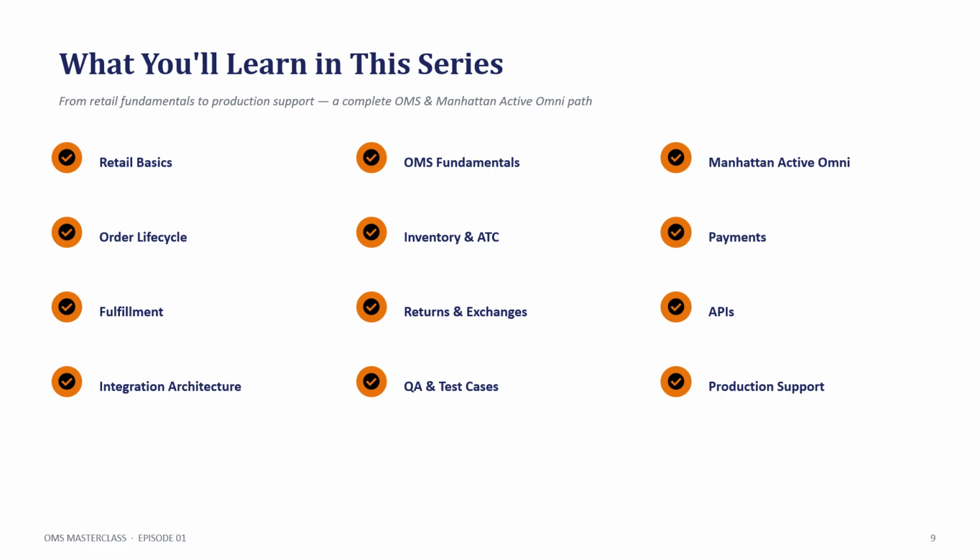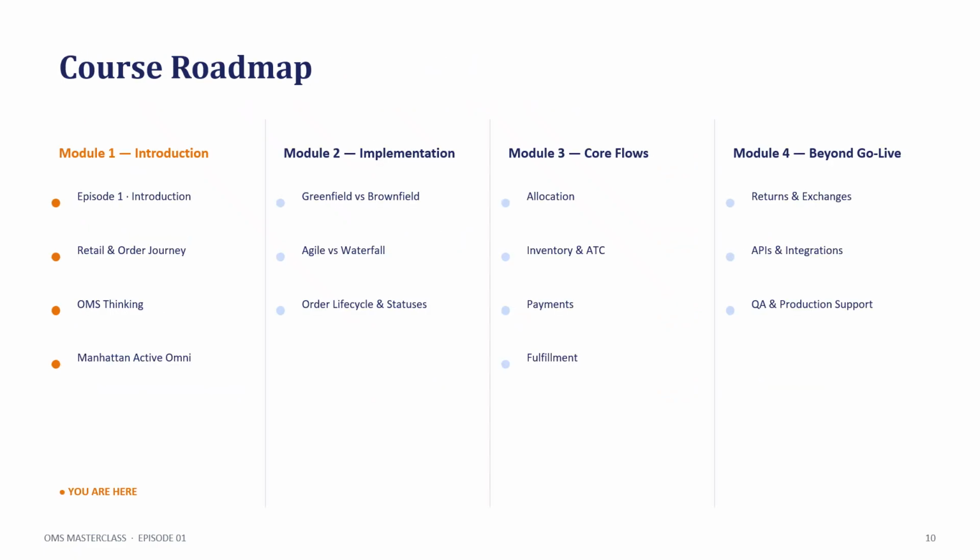Now let's see how this course is organized. Here is the roadmap for the course. The course is divided into 4 modules. You are currently in module 1, where we are building the foundation by understanding retail, the customer order journey, how OMS thinks, and the basics of Manhattan Active Omni.